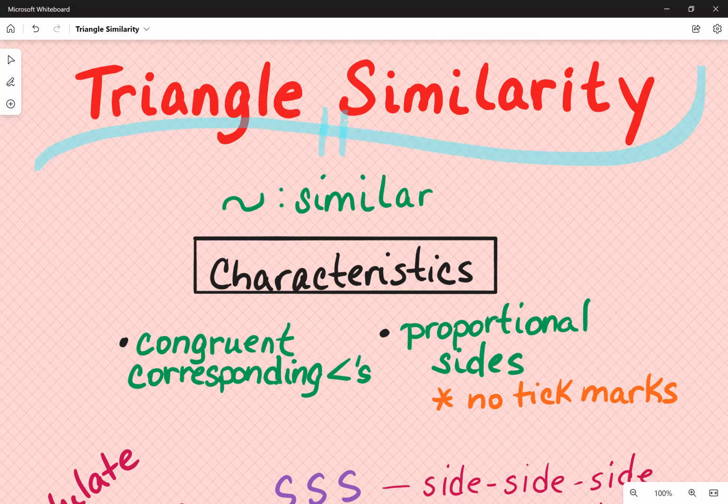I will be discussing triangle similarity. The first thing I want to talk about is the symbol for similarity. So it looks like this versus your congruent symbol.